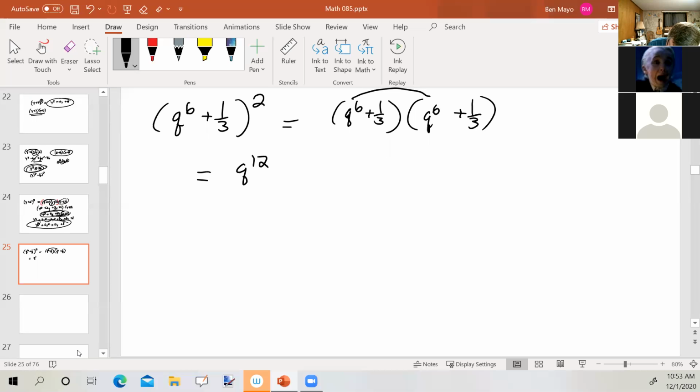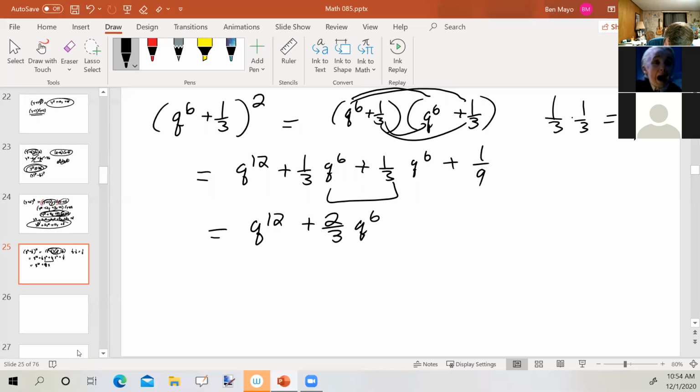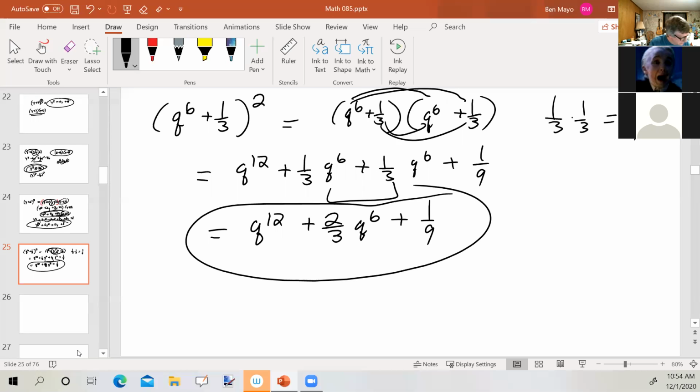q to the 12th power plus 1/3 q to the 6th power plus 1/3 q to the 6th power plus 1/3 times 1/3, which is 1/9. Remember, we're multiplying. Combining like terms, we get q to the 12th power plus, well, 1/3 plus 1/3 is 2/3, q to the 6th power plus 1/9. Alrighty.